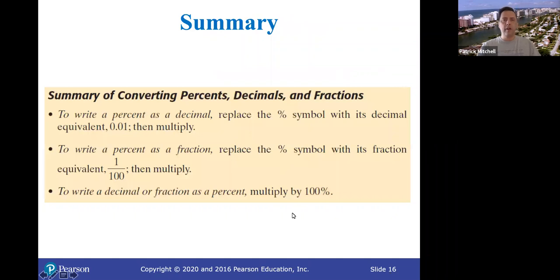All right, so to summarize, and again, I kind of think of there just being two situations. To write something that is a percent as not a percent, meaning either a decimal or a fraction, replace the percent symbol with 1/100th, all right? And if you're trying to get a decimal, you use the decimal form of 1/100th. If you're trying to get a fraction, you use the fraction form. And to write either a decimal or a fraction, in other words, something that's not a percent, as a percent, multiply by 100%.